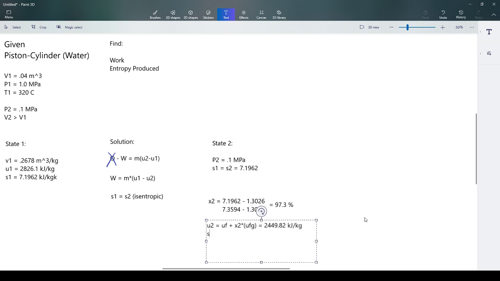Well, there's still something else that we need. We need to find, oh no, we already know S2, never mind. It's because that was part of the case. So U2 is equal to this, right? Which means that we can then find our initial problem. In the solution, we'll go down a little further here, and we'll write out that work is then equal to M times U1 minus U2.